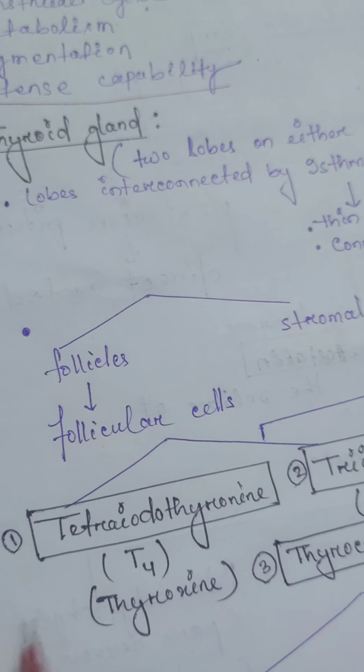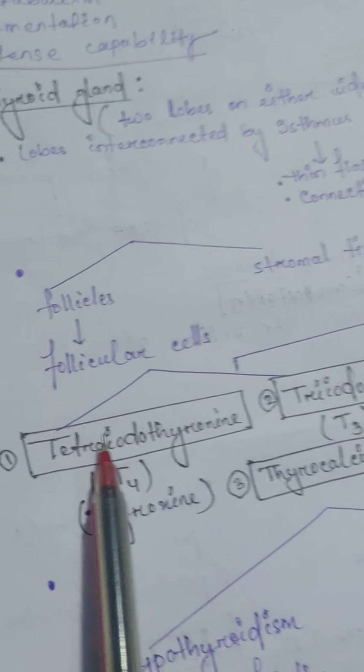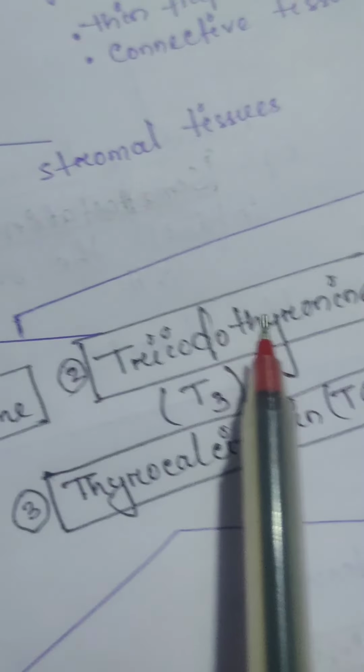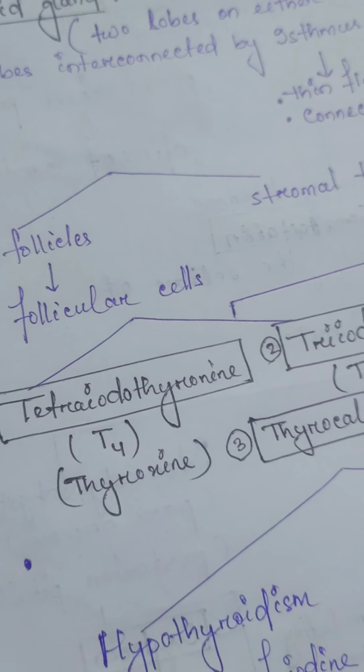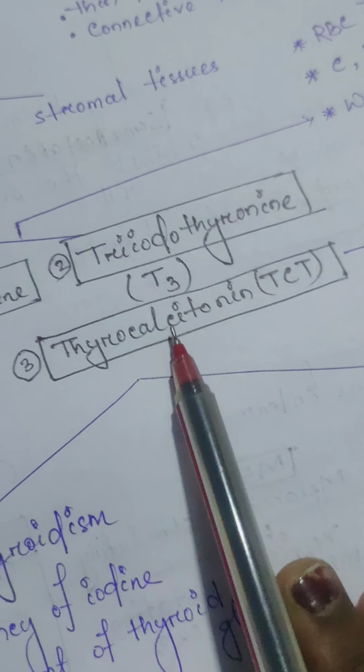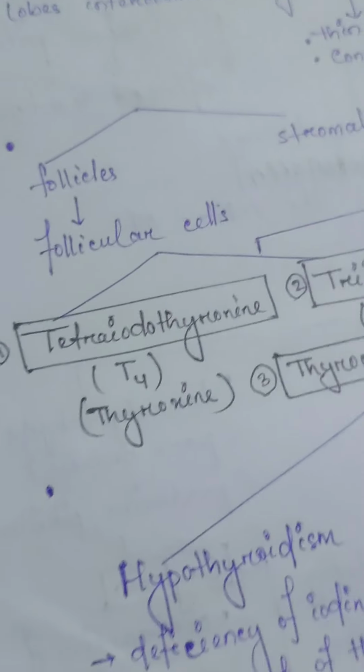Follicles have follicular cells, and follicular cells produce two hormones, tetraiodothyronine and triiodothyronine, T4 and T3. This tetraiodothyronine is also known as thyroxine. There is another type of hormone, thyrocalcitonin, TCT, also produced by the thyroid gland.